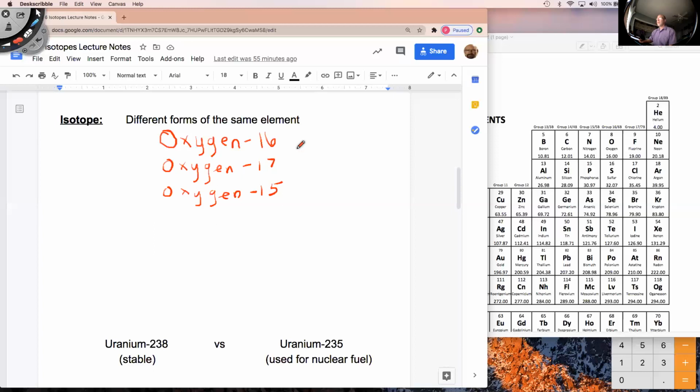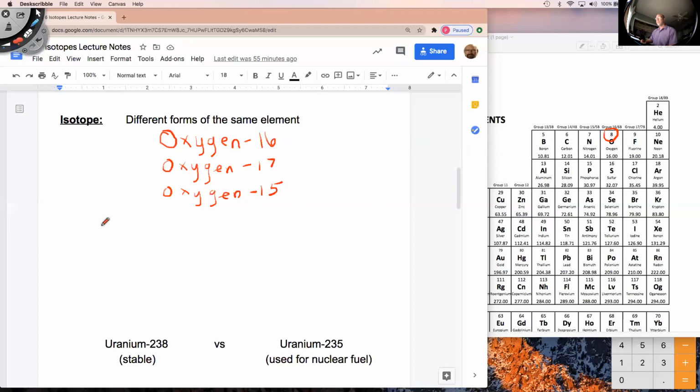Now, something that all of these have in common is that oxygen has 8 protons. The number of protons in this oxygen is 8. The number of protons in this oxygen is 8. The number of protons in this oxygen is 8. But they have different isotopes. They have these different numbers on the end, which we're going to talk about in a minute.